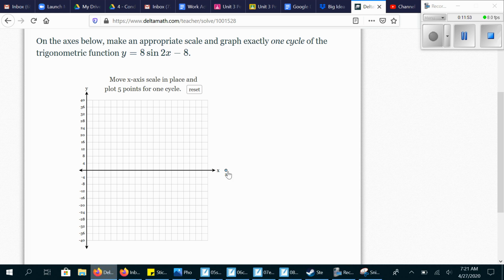Okay, so now it says move the x-axis scale in place and plot 5 points for one cycle. So what we mean by move it in place is we've got this pi that we said was one period. Let's move it to where we want it. And we know we're going to end up dividing our graph into 4 sections. I'm going to move it 8 squares over and let each section be 2 squares. So 1, 2, 3, 4, 5, 6, 7, 8. So that goes there.